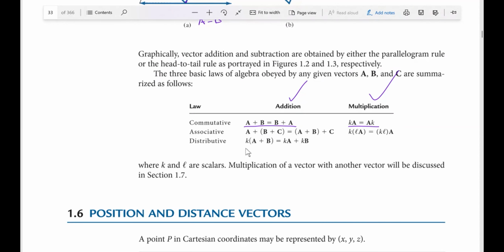Similarly, it follows the distributive law, which is, of course, distributing the scalar K into two vectors A and B, and you get the same result whether you open the bracket or not. So this means that you can do this addition before multiplying with the scalar. And of course, I should have mentioned that if you have a scalar K and another scalar L, and you have a vector A, you can multiply the scalars first and then multiply with the vector and still get the same result. So that is the associative, distributive, and commutative rules.